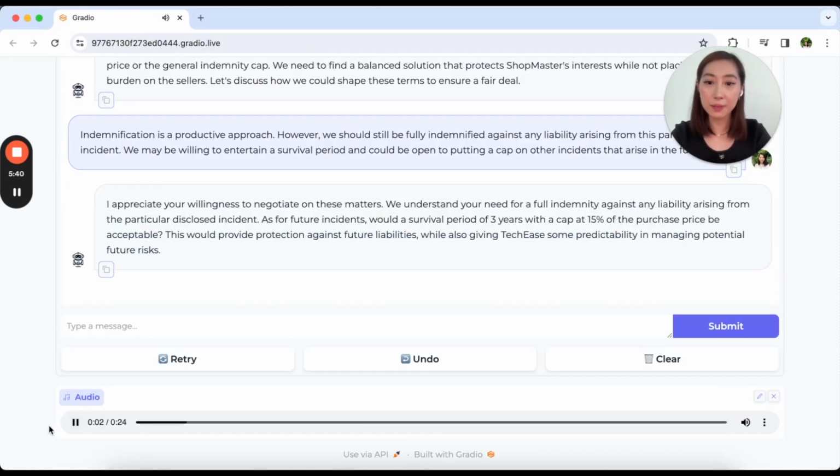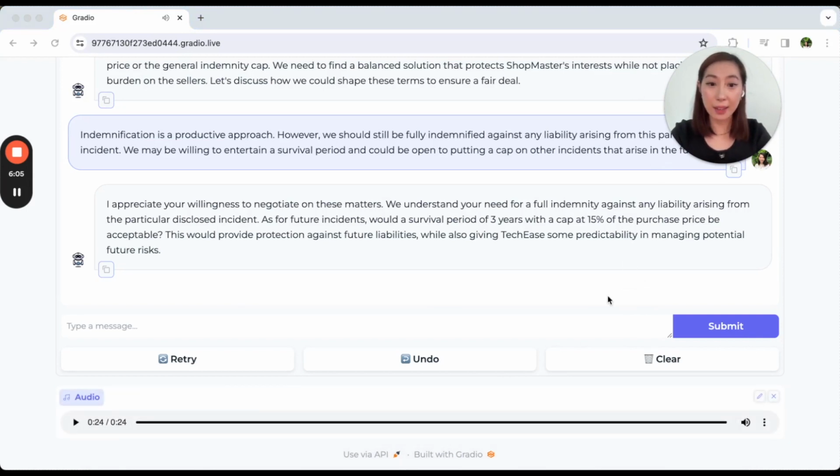Your willingness to negotiate on these matters. We understand your need for full indemnity against any liability arising from the particular disclosed incident. As for future incidents, would a survival period of years with a cap of the purchase price be acceptable? This would provide protection against future liabilities, while also giving Techies some predictability in managing potential future risks.